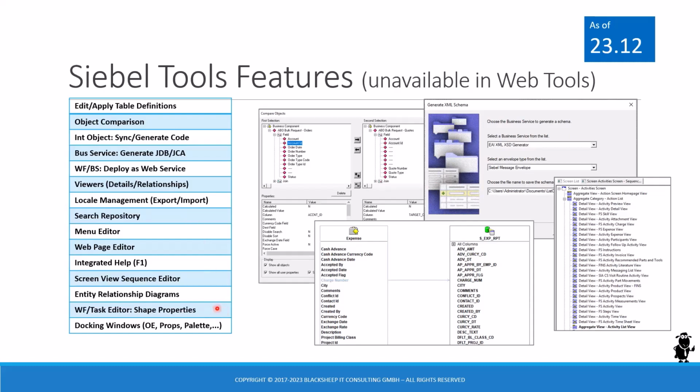Okay, we talked about the workflow editor being more mature, let's say. That's true in Siebel Tools. It has properties for shapes. You can assign different colors for your business services and stuff. That's always nice, especially to highlight, let's say, recent customizations. Yeah, it has a property window everywhere. Okay, can we please get a property window in WebTools?